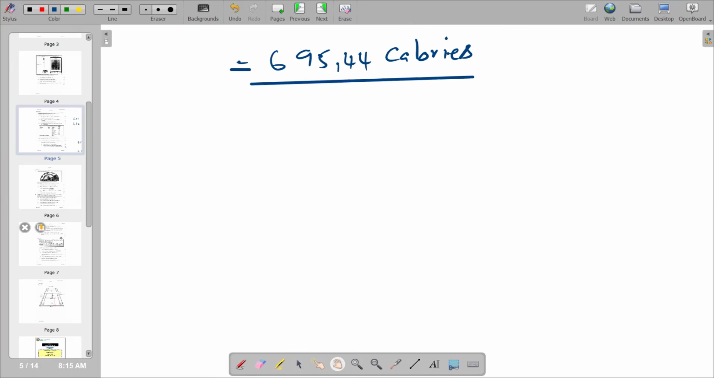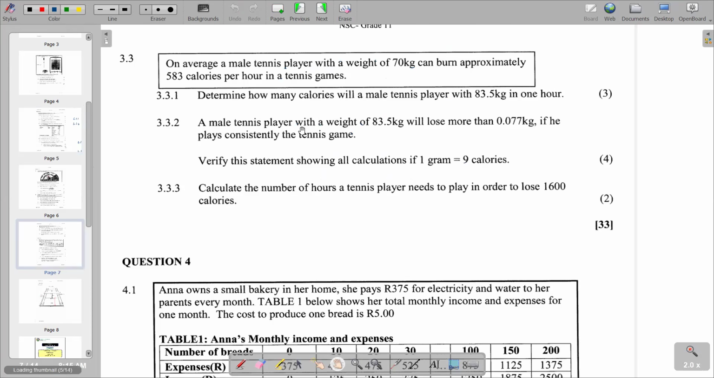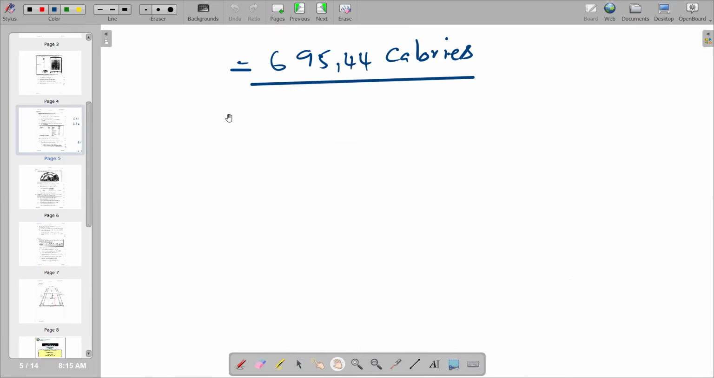So moving on to the next part, it says a male tennis player with a weight of 83.5 kg will lose more than 0.077 kg if he plays consistently at the tennis game. Verify the statement showing all calculations if 1 gram is equal to 9 calories. We already know that the number of calories that can be lost for 83.5 kg, we got 695.44 according to our calculation.